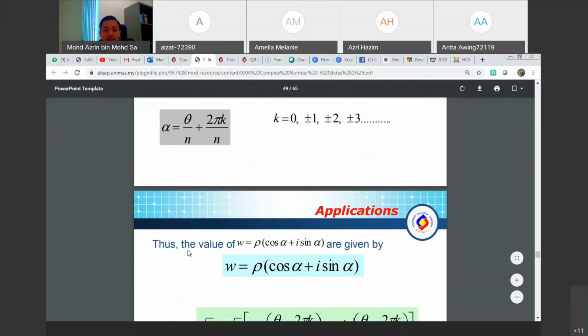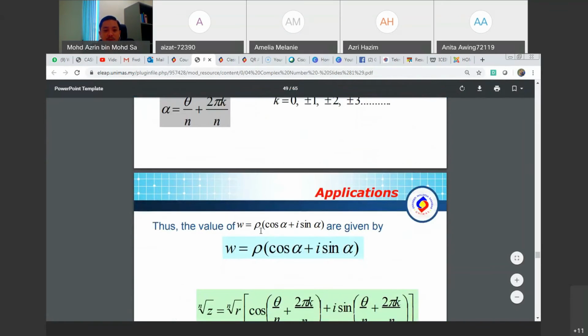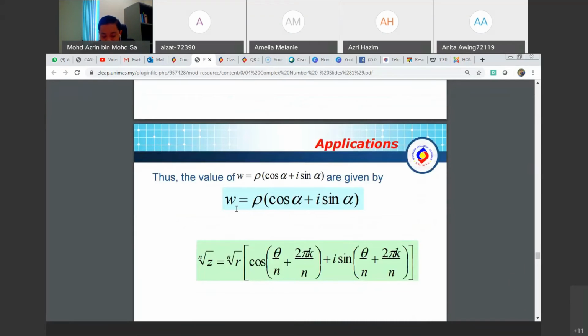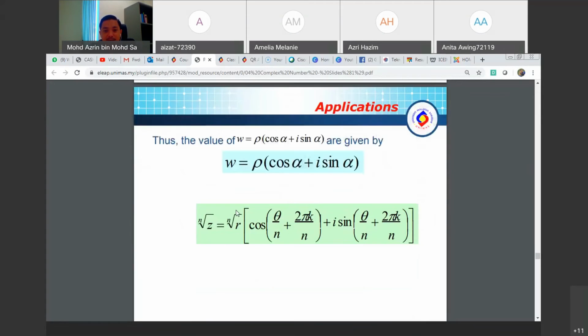Thus, the value of W equal to rho cos alpha plus I sin alpha are given by W equal to rho cos alpha plus I sin alpha. That's the one from earlier. So there are many formulas to memorize. You need to do a lot of practice, in case it comes up in the final or a test.